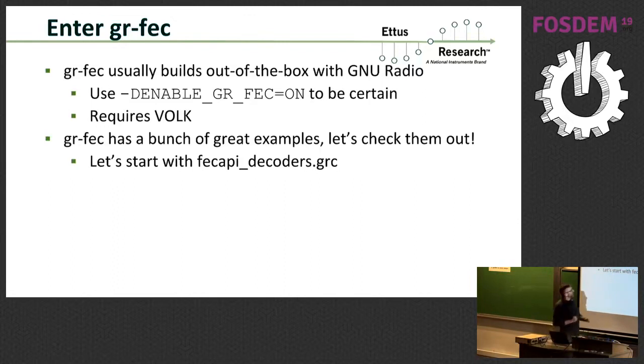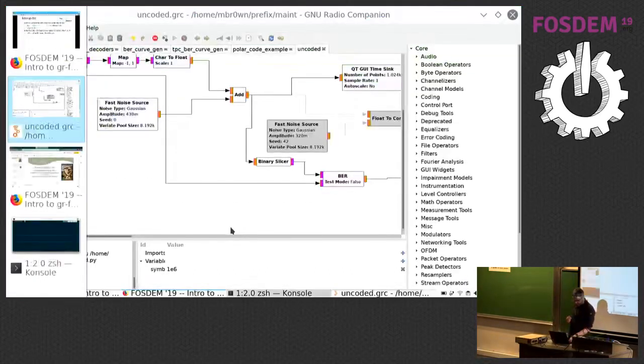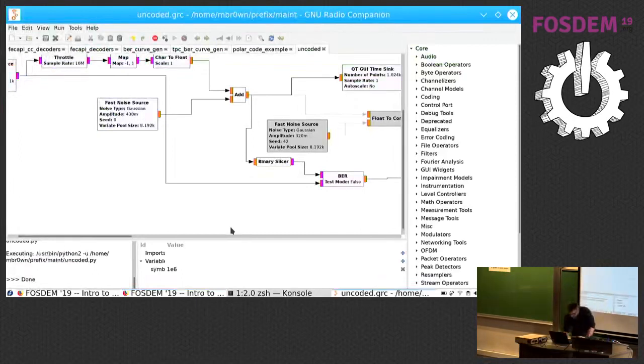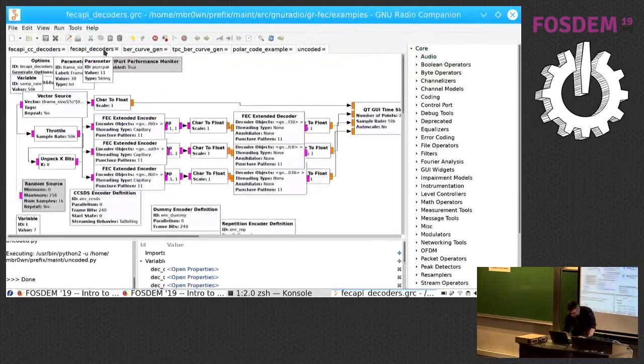Okay, so you build GNU Radio, you make sure that gr-fec is enabled. There's usually no reason to disable it. And then you have FEC blocks available. It also has a bunch of examples, and I will show some of those. The first example that I want to show you is called FEC API decoders.grc, and it is actually part of the source tree. This is squashed up a little bit, unfortunately.